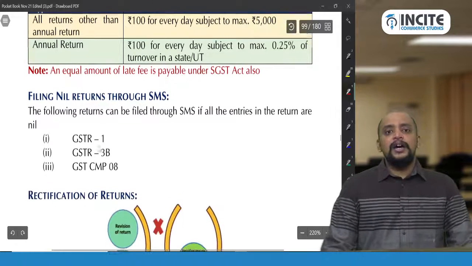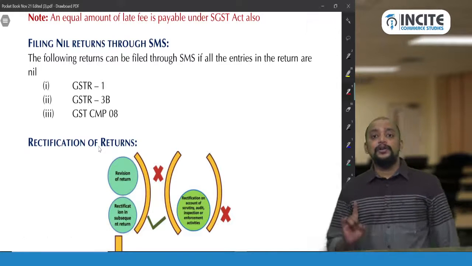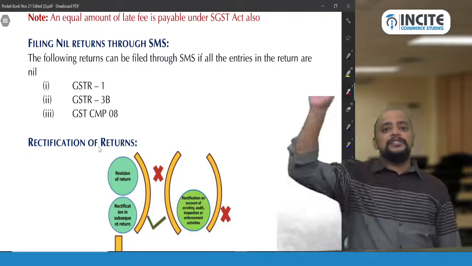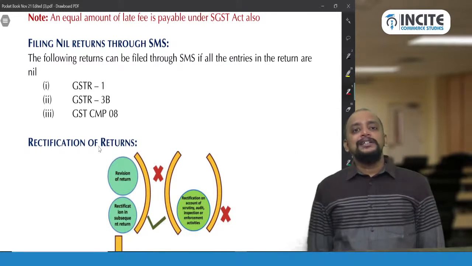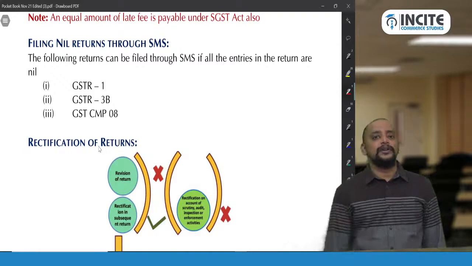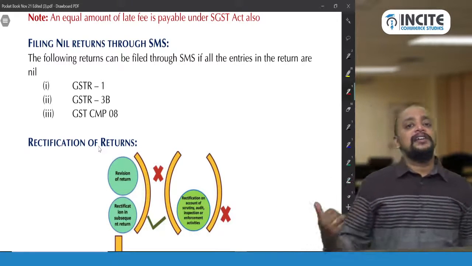Now, filing of returns through SMS is possible for nil returns only, which means all the fields in the return should be nil. Which returns? GSTR 1, GSTR 3B and CMP 8. These three returns only. CMP 8 is for a composition scheme dealer. They can file these returns.